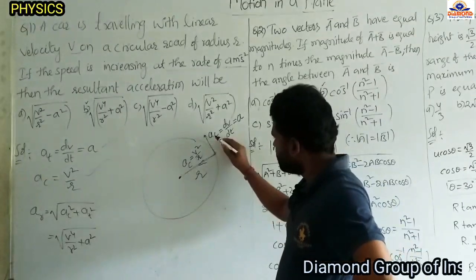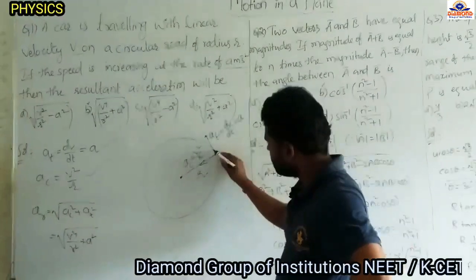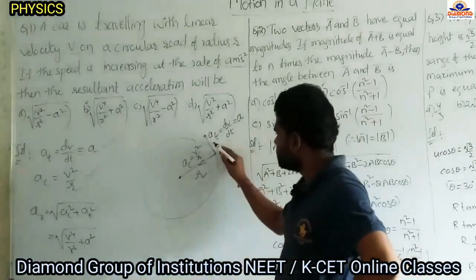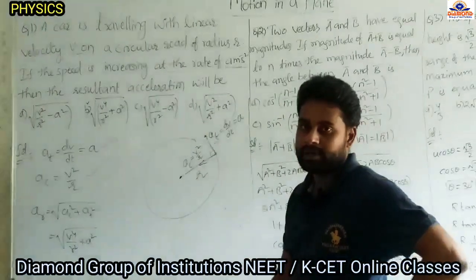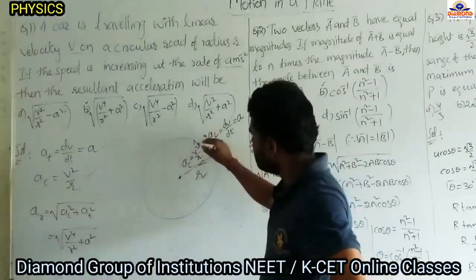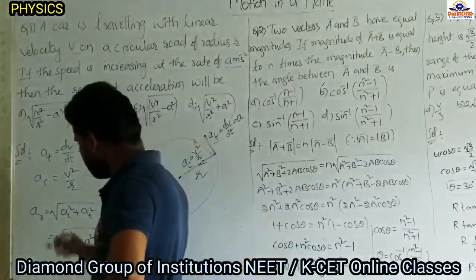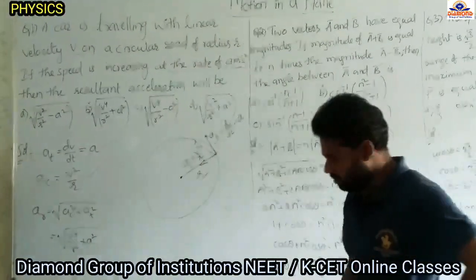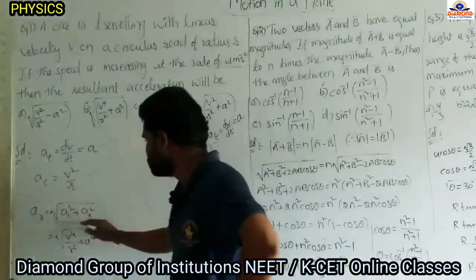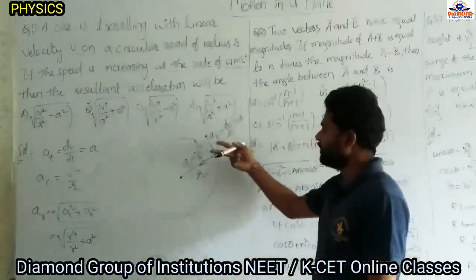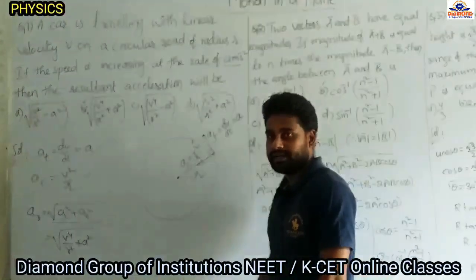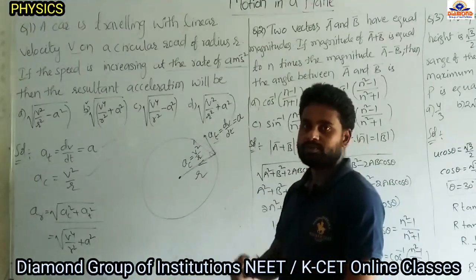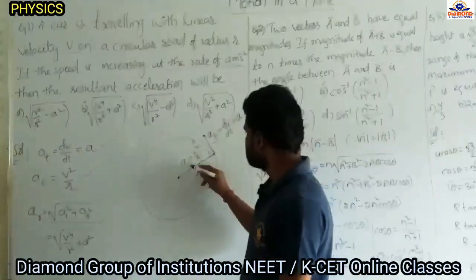Now the angle between the tangential acceleration and the centripetal acceleration is always 90 degrees, perpendicular to each other. Then the resultant acceleration a equal to the square root of at square plus ac square. Nothing but two vectors are there, the angle between them is 90 degrees. Then what is the resultant? Root of two vectors a and b, if you assume, root of a square plus b square. Same thing, ac square plus at square.